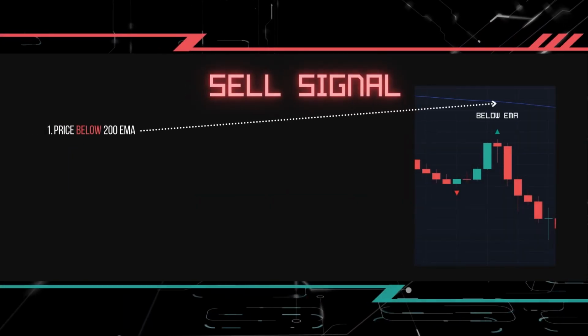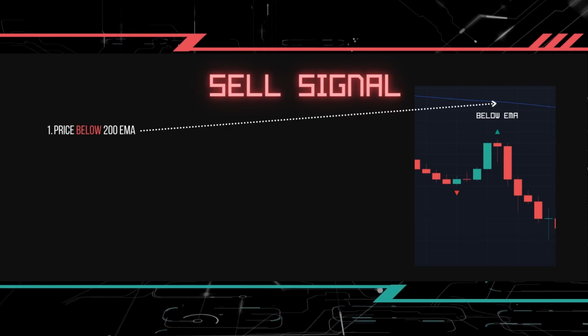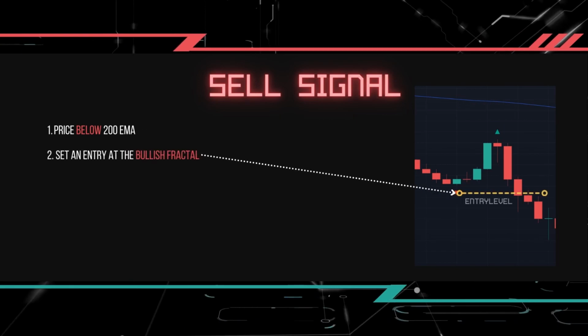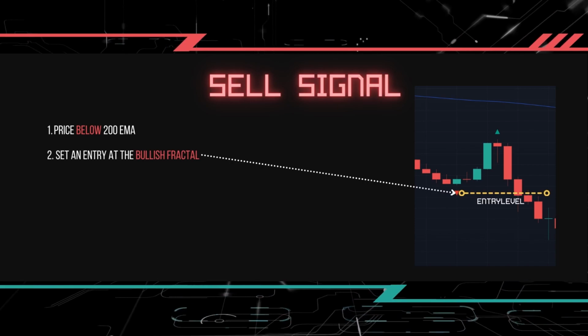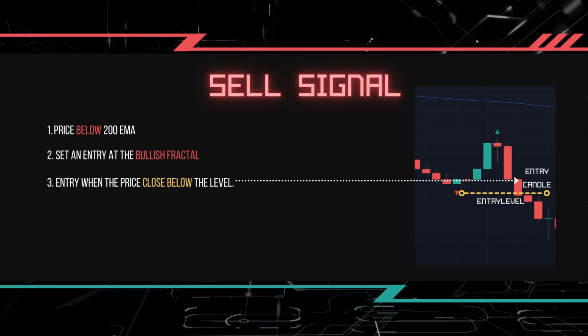Next, we will move on to the sell strategy. For a sell signal, first, the price needs to be below the 200 EMA. Second, the chart needs to form a bullish fractal, shown with a red arrow. Third, we will enter a sell trade when the price closes below the bullish fractal.